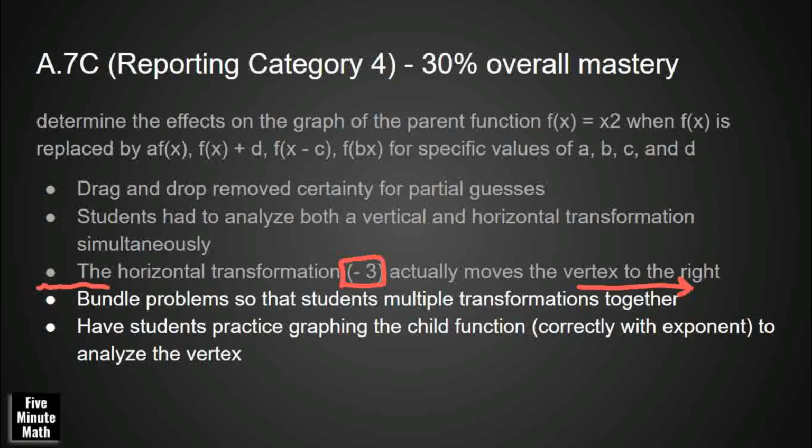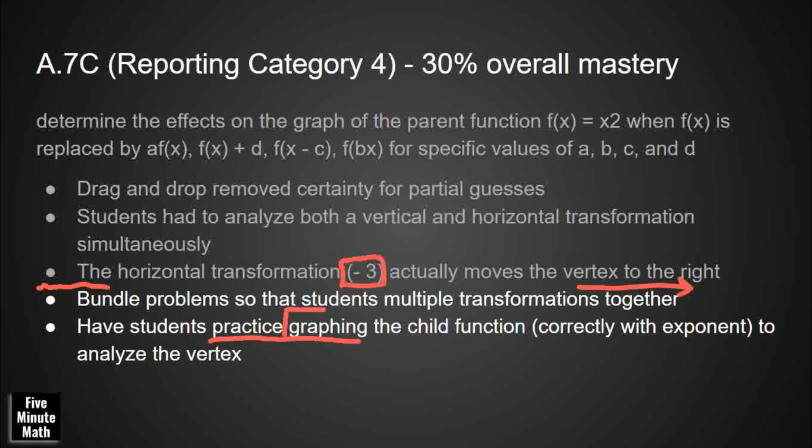So what are our instructional implications? We need a bundle problem so that students have multiple transformations together, so have it move up and to the right or down and to the left, not just up and down or just left or right. And then, right, this is something that we could have done if we wanted to solve that problem.